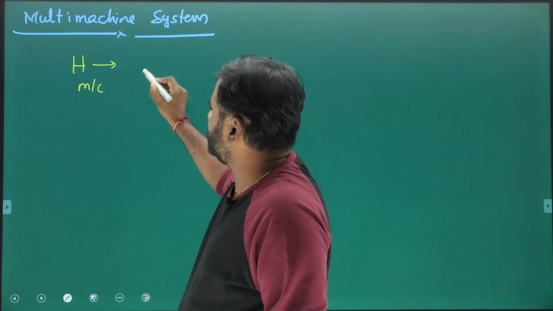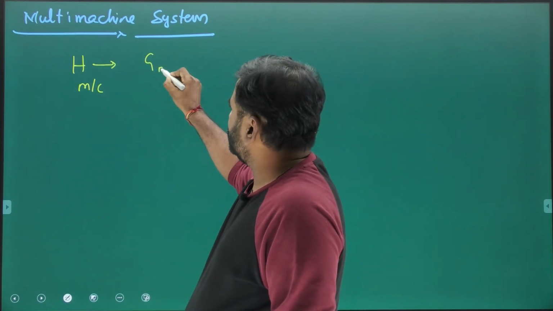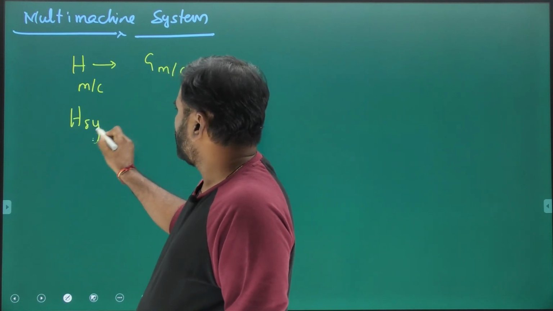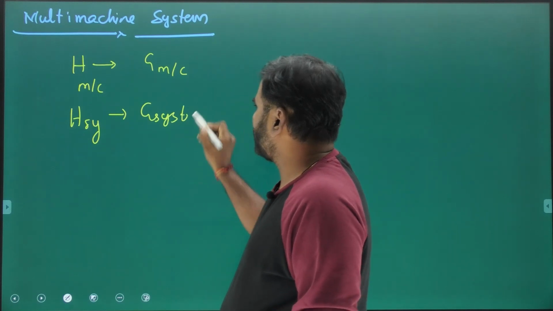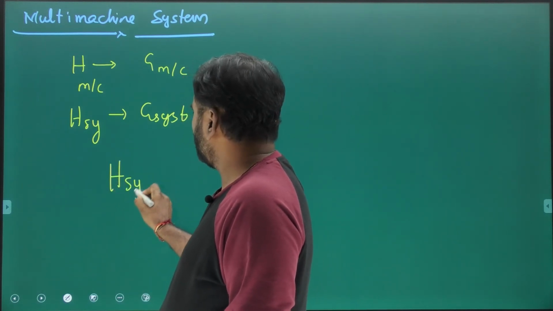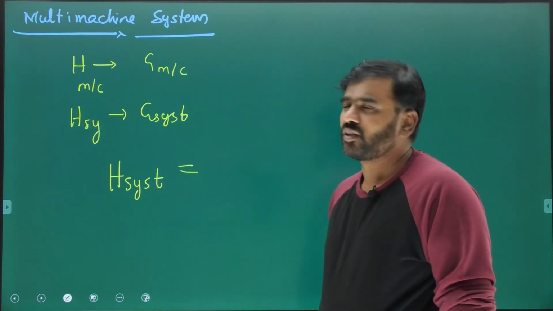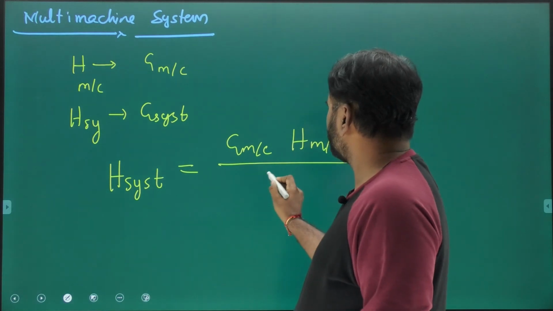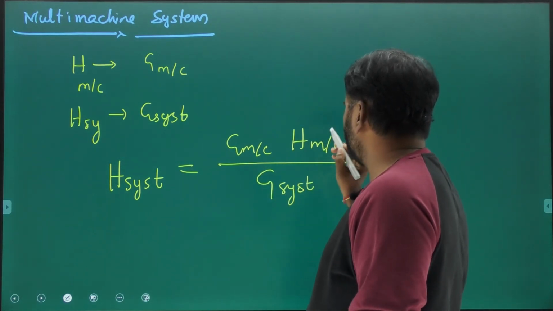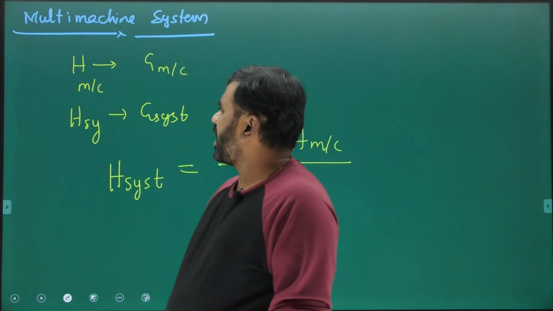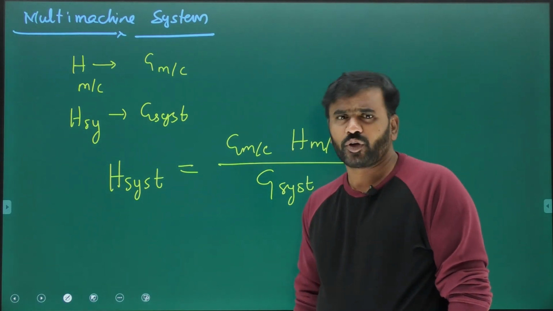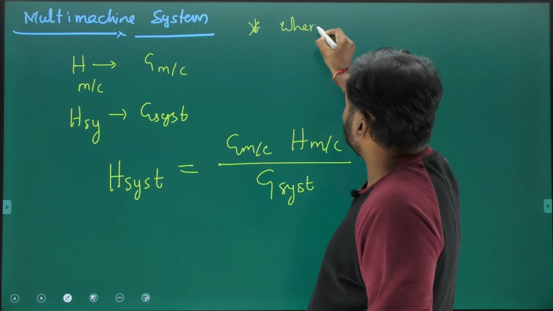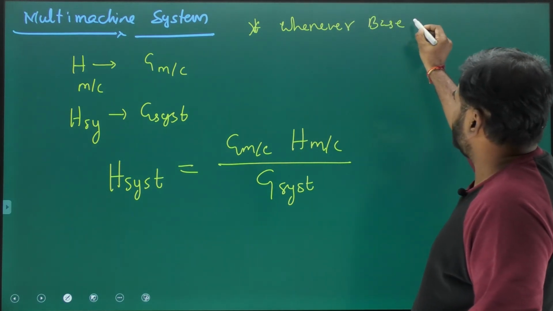For example, H machine is given by considering the machine rating as base. Now I want to calculate H system on the G system base. For that we have a simple formula. H system, that means the inertia constant on system base, is equal to G machine into H machine by G system. Okay, so like that you can convert every machine's inertia constant onto a common base. So remember one thing: whenever base MVA changes, what will change?